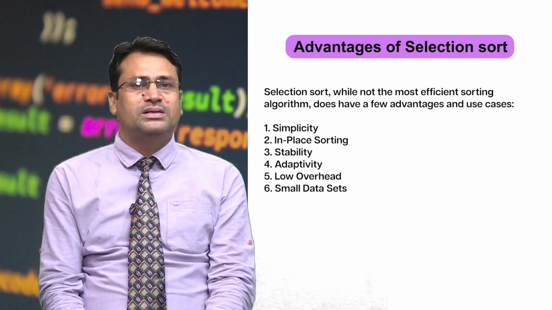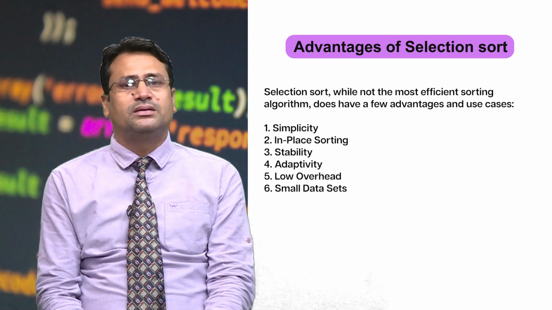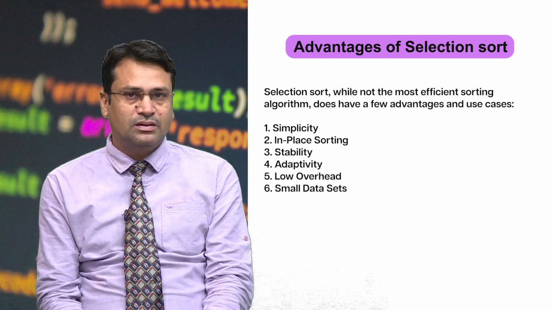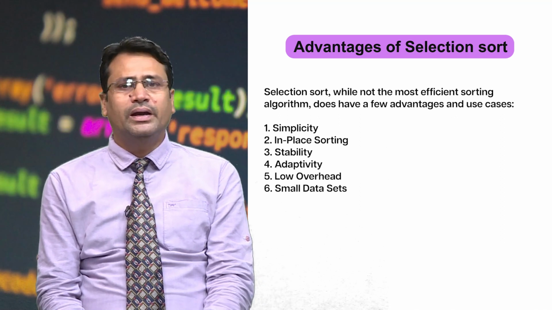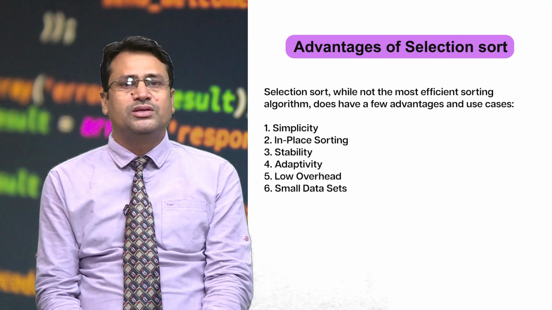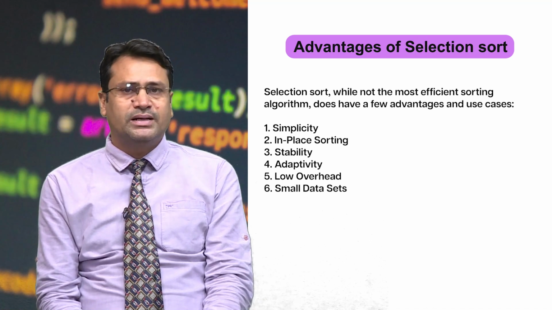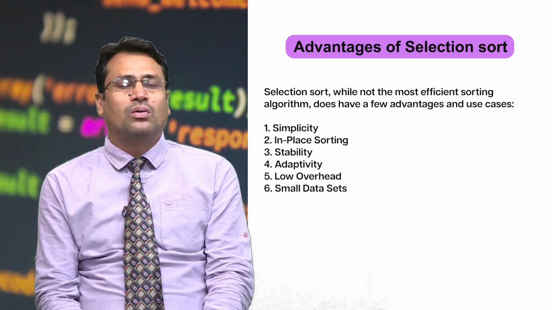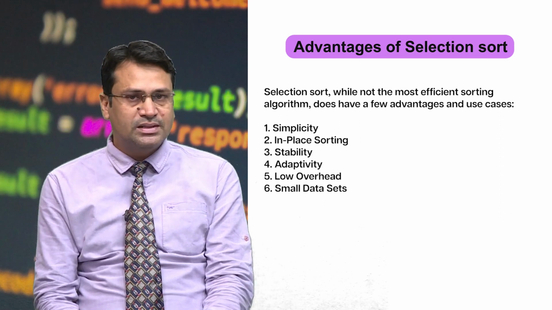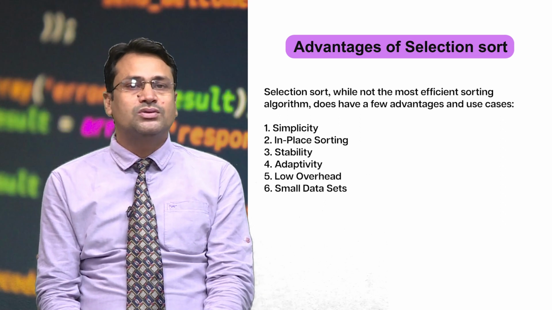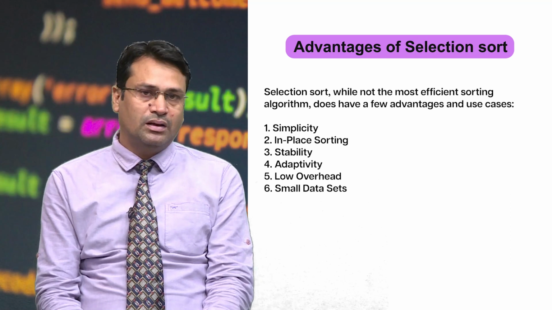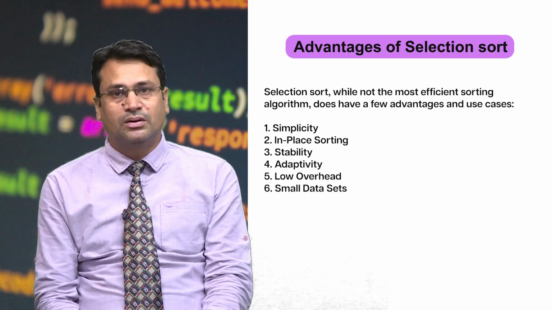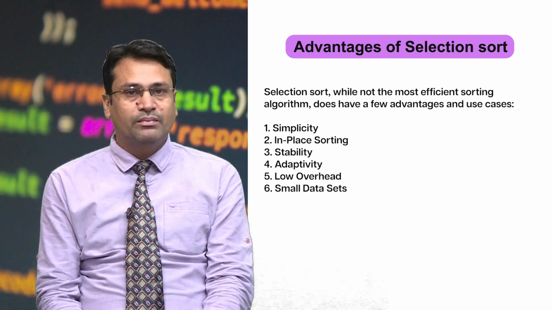Selection sort is advantageous for its simplicity, in-place sorting nature, stability and adaptivity to input data. It can be suitable for educational purposes, small data sets and situations where code simplicity and memory efficiency are more critical than sorting speed. However, it is not the best choice of sorting algorithm for large data sets due to its quadratic time complexity.